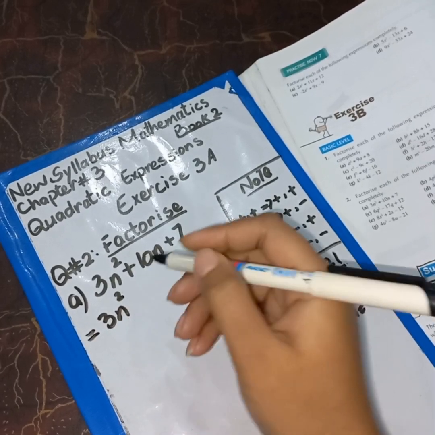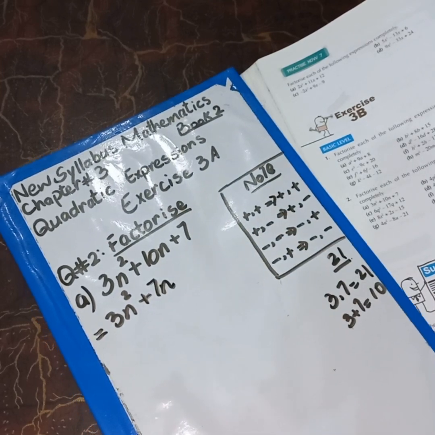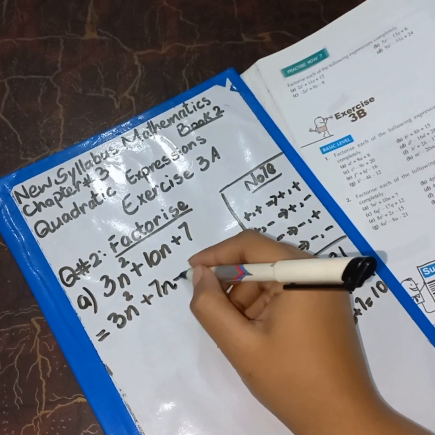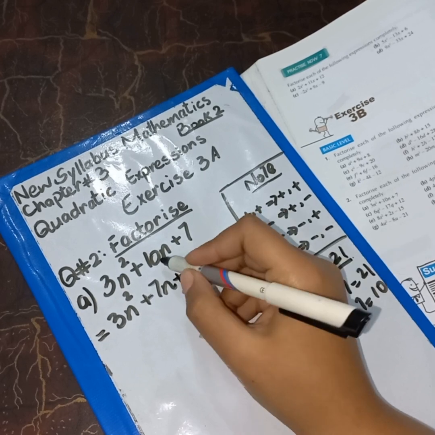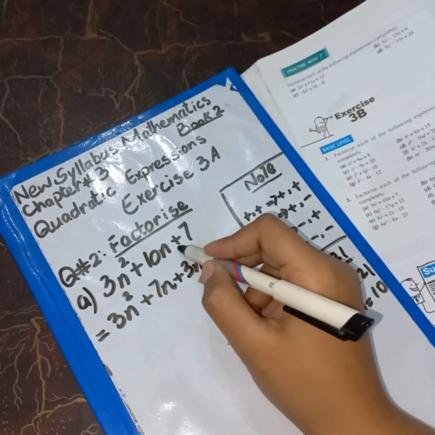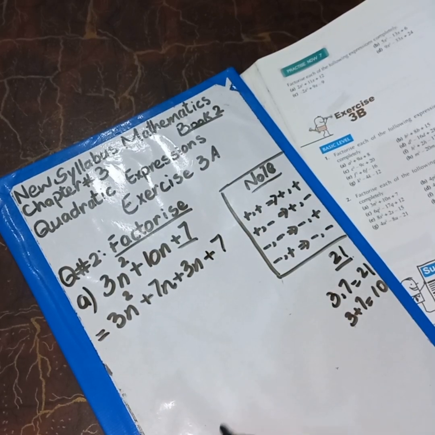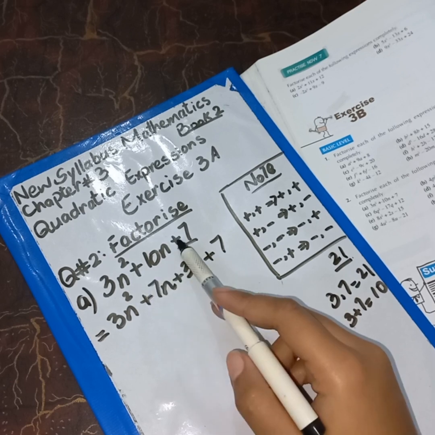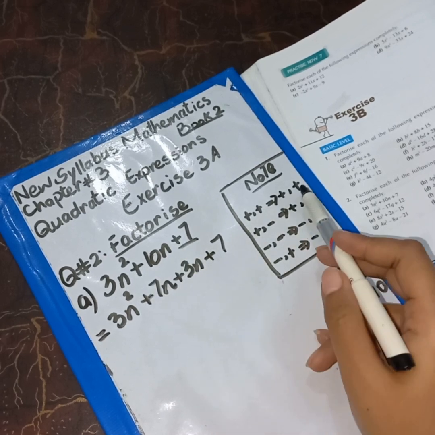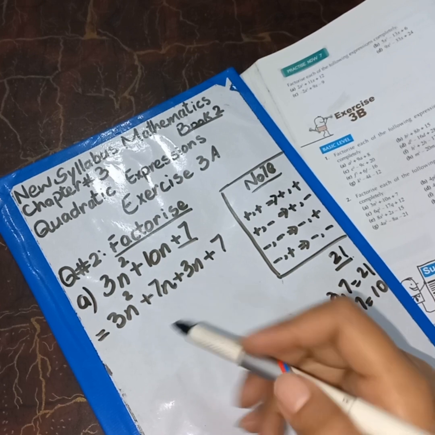3n square will come as it is. Then plus, I told you the larger value will be written first and the smaller afterwards. So 7n plus 3n. As we are splitting the midterm, this 10n will be written as 7n and 3n. Right after this, plus 7 will come down as it is. And as you can see, in the question it was plus plus, so we have used plus plus, the pair of signs, with the pair which I have chosen.